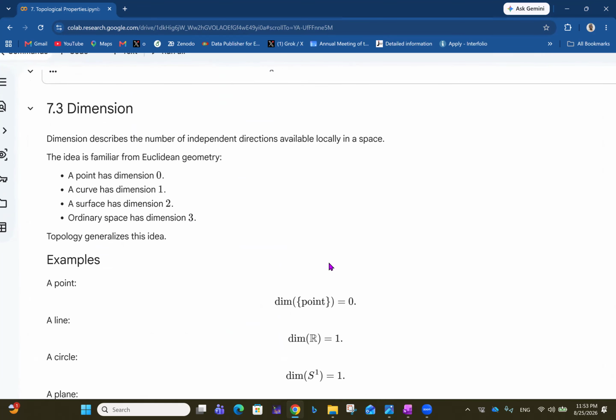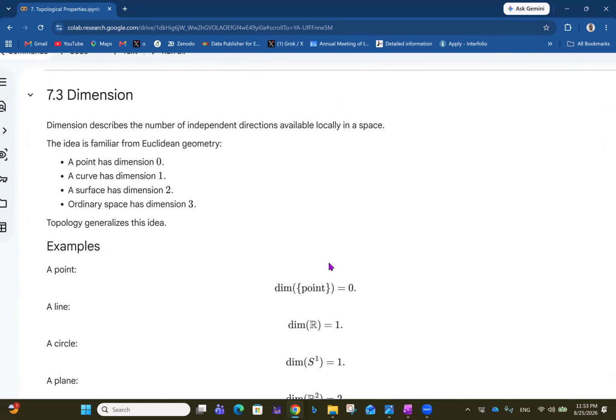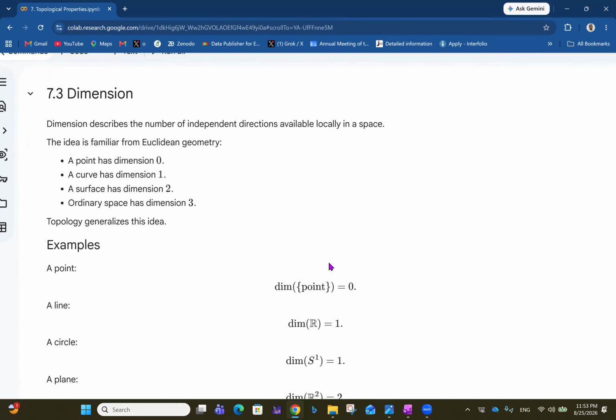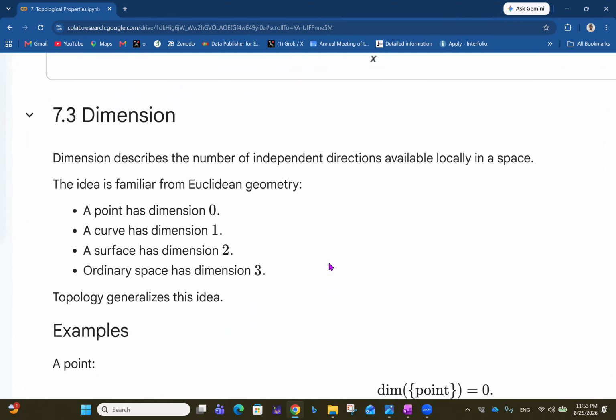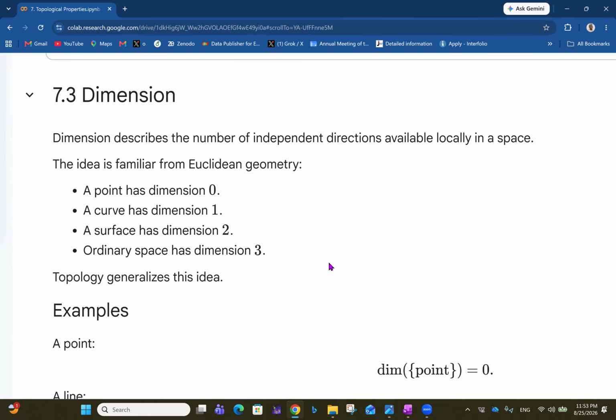Having talked about that, we can then move on to dimension. Dimension describes the number of independent directions available locally in a space. The idea is familiar from Euclidean geometry. A point has dimension 0. So if you have just a point, you have dimension 0. A curve has dimension 1. A surface has dimension 2. Ordinary space has dimension 3.